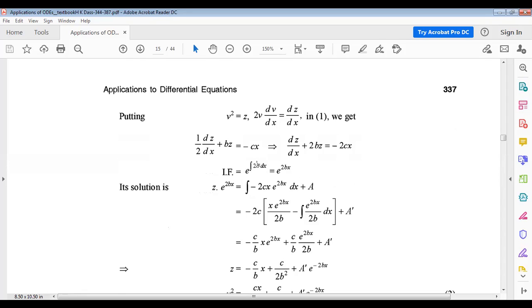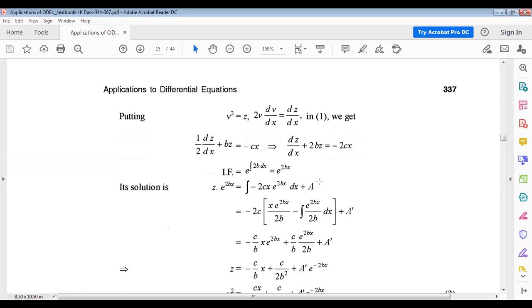The integrating factor is e to the power integration of the coefficient of the dependent variable. That means e to the power integral of 2b dx. Integrating with respect to x, we get 2bx. Now the solution will be: dependent variable times integrating factor equals integration of right hand side times integrating factor.